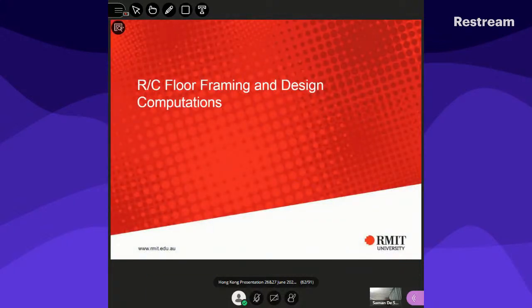The floor framing aspect, guys, I think what we are trying to do here simply is to say that you have already done your concrete structures. Some of you guys who are working in the industry have used your design codes, Hong Kong design codes. So this must be a very easy task.